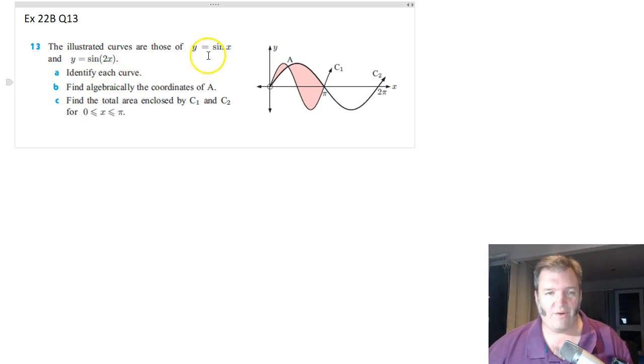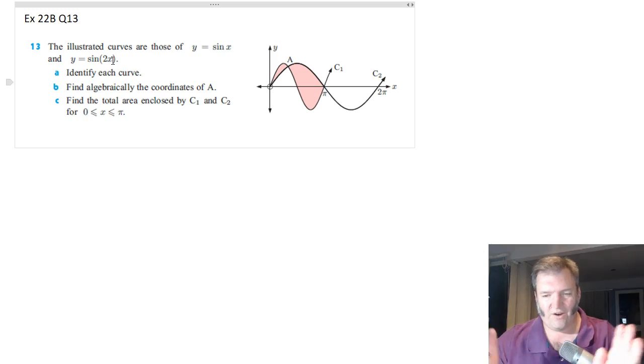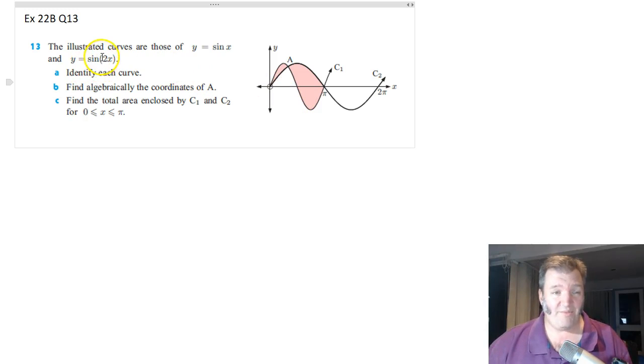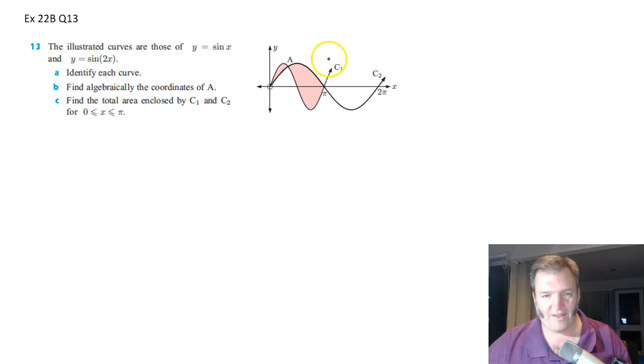Identify each curve. Alright, well we know that the number multiplying x causes a horizontal contraction or compression. It's going to compress the curve so that the period, instead of being 2 pi, would be 2 pi divided by 2, or just pi. Quite clearly then, C1 corresponds to the sine of 2x, so we can write that in. This one is y equals sine 2x. It's going through the x values twice as quickly as the other one, so it's been squashed and compressed. The other one, of course, is y equals sine x.